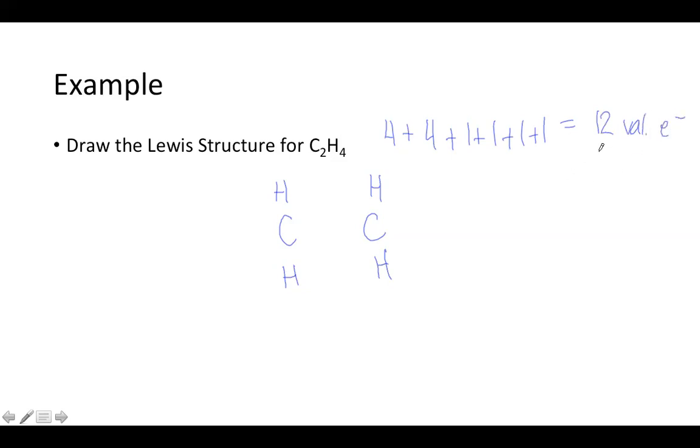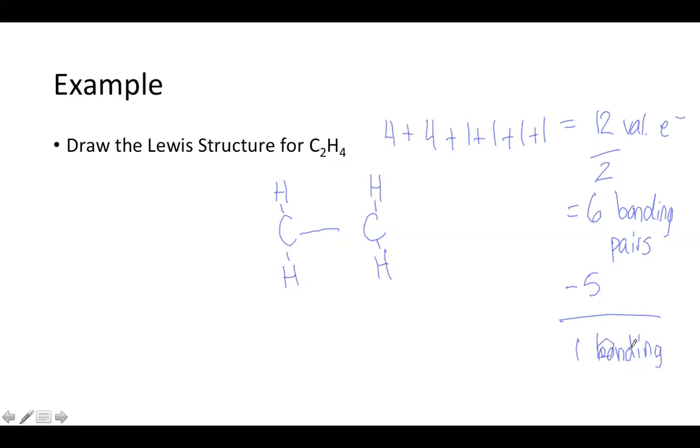All right, after that you need to determine your bonding pairs. So divide that by 2, and that gives us 6 bonding pairs. Then place single bonds from the central to outer atoms, and then you're going to subtract off how many bonds you place. So we placed 1, 2, 3, 4, 5 pairs. So we only have 1 bonding pair left, or 1 pair left.